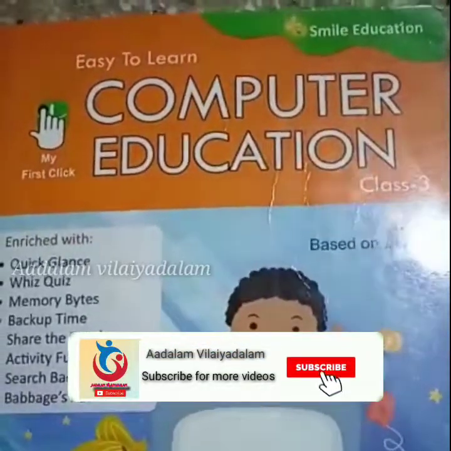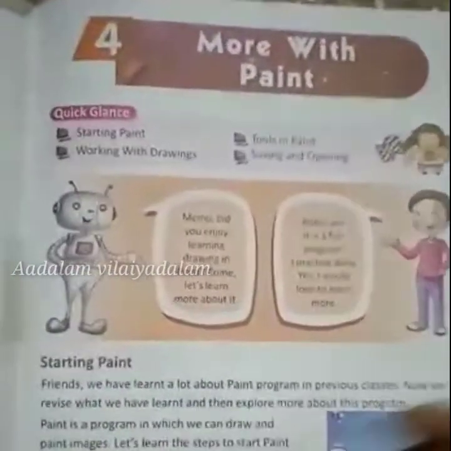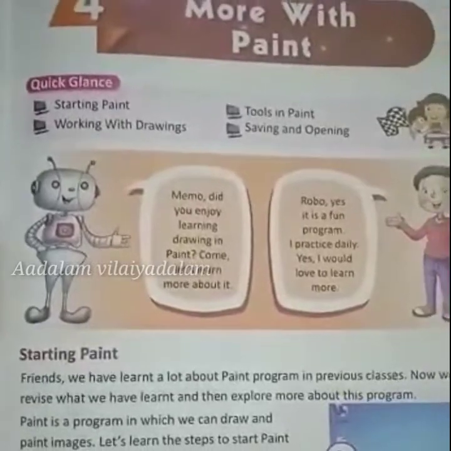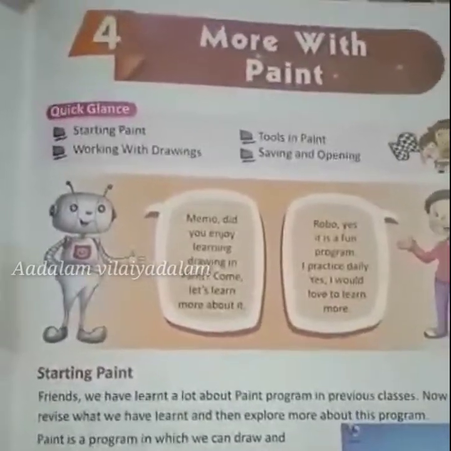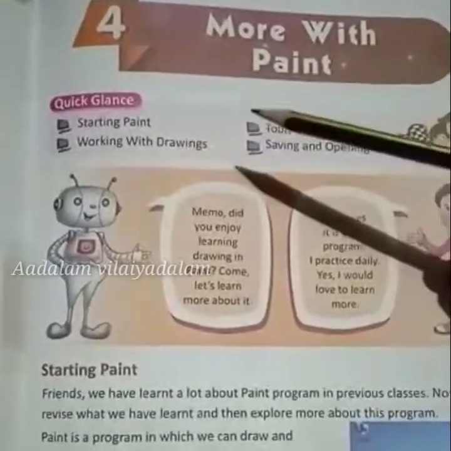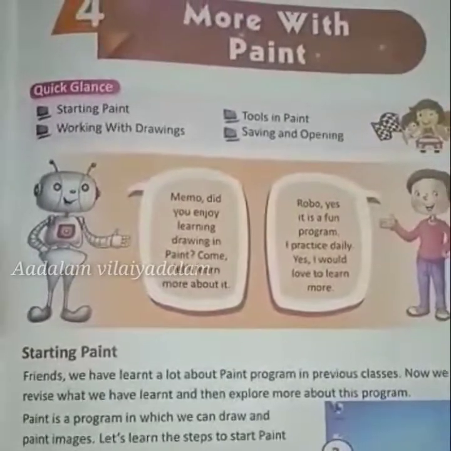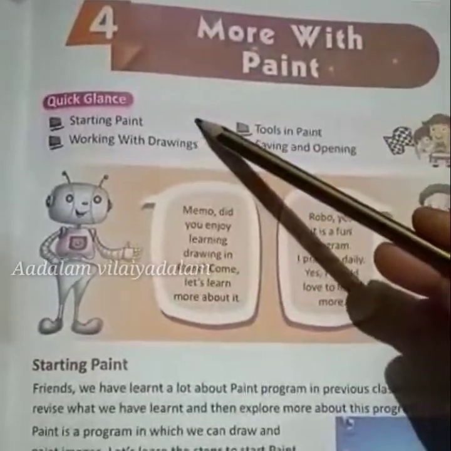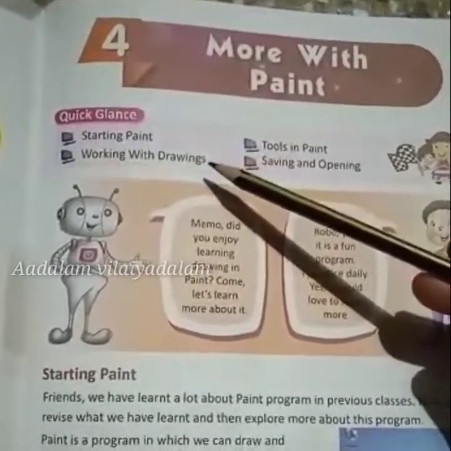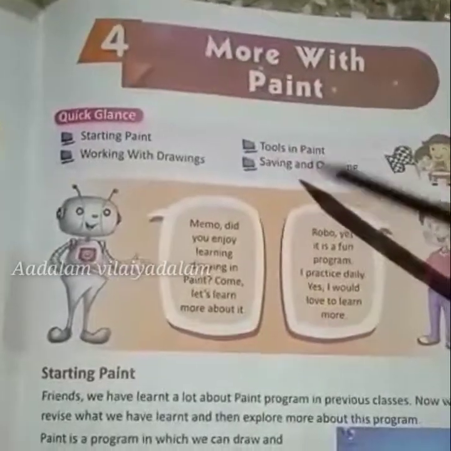Today we are going to see the fourth lesson in the computer, that is more with Paint. In this lesson we are going to see some of the important options of MS Paint. In the second standard we saw about Paint and how to color and how to draw pictures. In this lesson we are going to see how to open Paint, tools in Paint, working with drawings, and saving and opening a document.